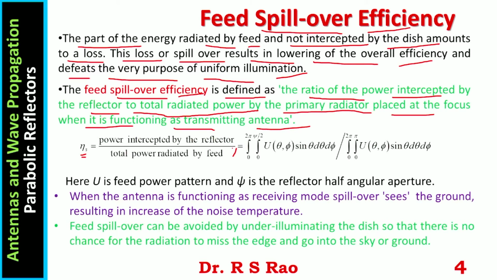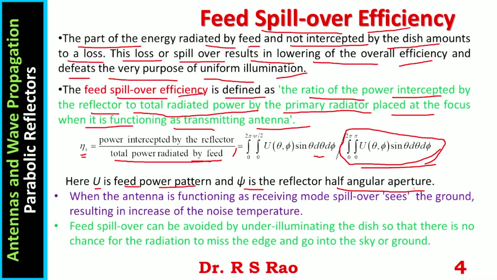Power intercepted by the reflector can be calculated as the integral 0 to 2 pi, 0 to psi by 2, of u of theta phi sin theta d theta d phi, over the integral 0 to 2 pi, 0 to pi, of u of theta phi sin theta d theta d phi. This second denominator represents the total power radiated by the feed. Here u is the feed power pattern and psi is the reflector half angular aperture.